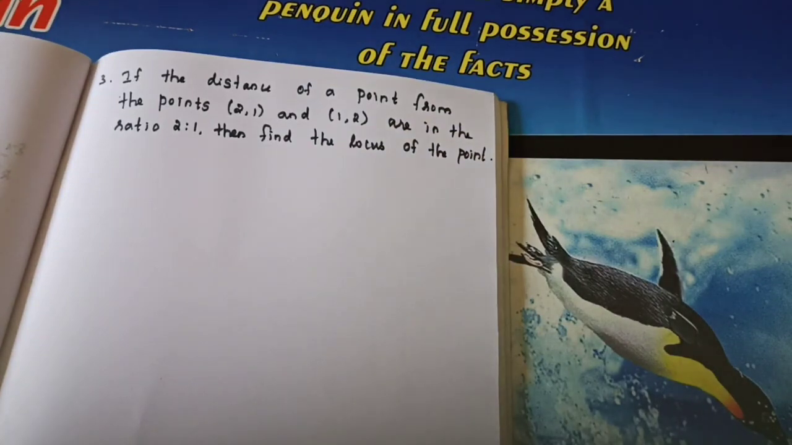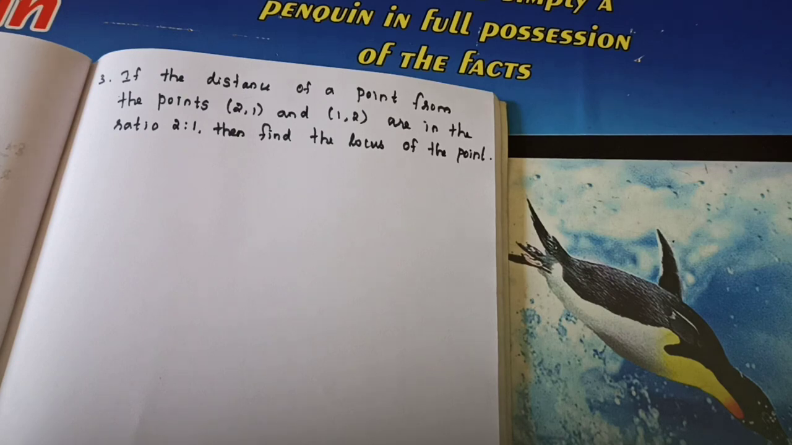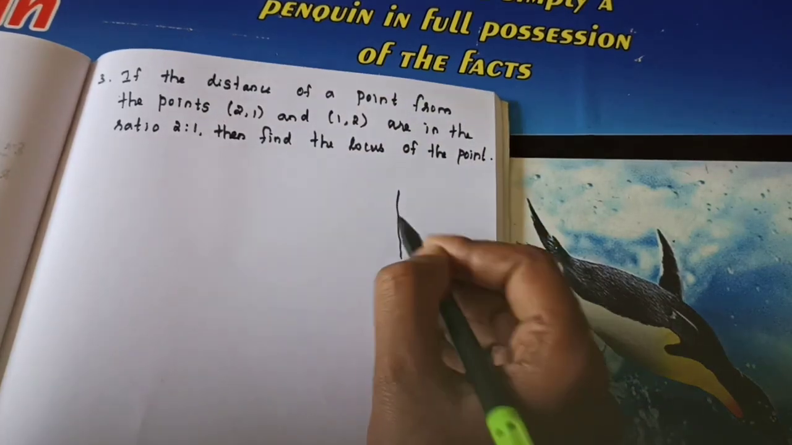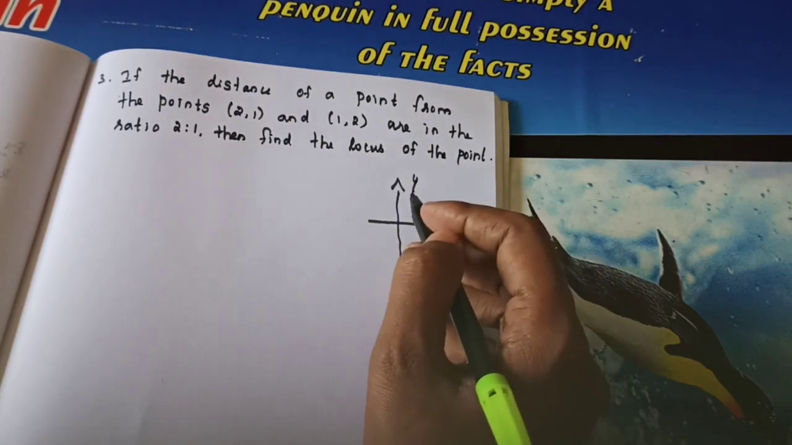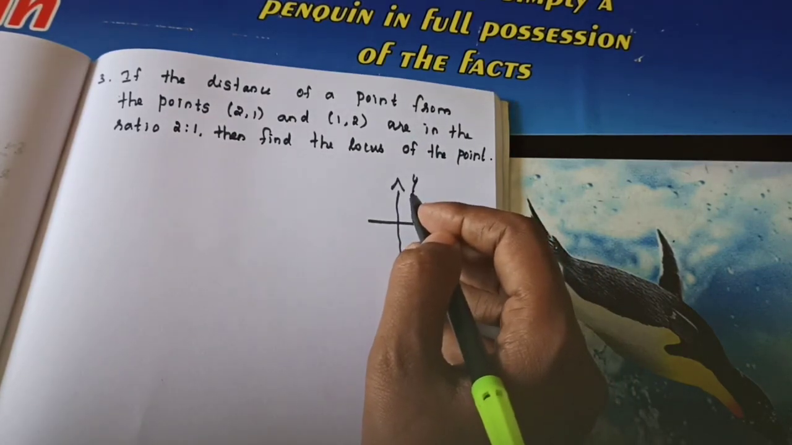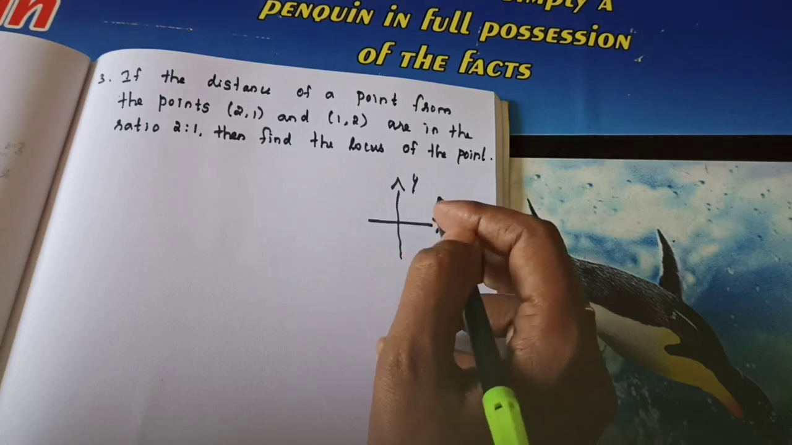If the distance of a point from the points 2, 1 and 1, 2 are in the ratio 2:1, then find the locus of the point. First we will draw the diagram, then only it will be easy for you. So it is the x-axis, it will be the y-axis. What they say: the distance of the point from the points 2, 1 and 1, 2.